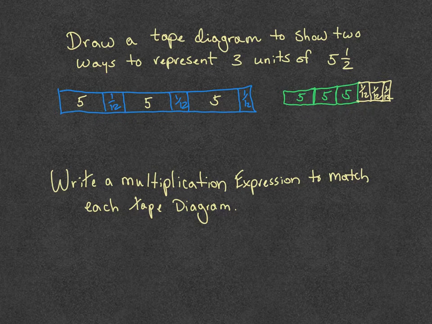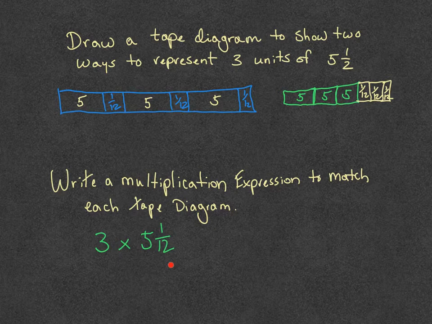Then down here it's asking you to write an expression about this tape diagram and then also this one. So how is this first one going to look is just basically we've got 3 times 5 and 1/12. You see how we did this is because I have a 5 and 1/12 together, a 5 and 1/12 together, and a 5 and 1/12 together. And I have 3 of those, and that's why we have 3 times 5 and 1/12.